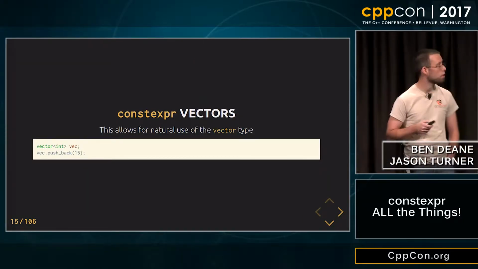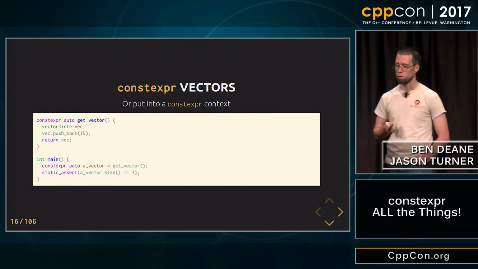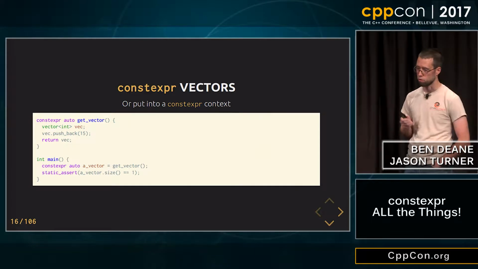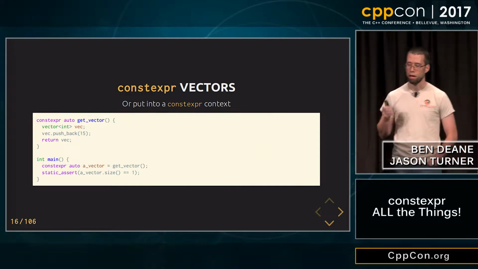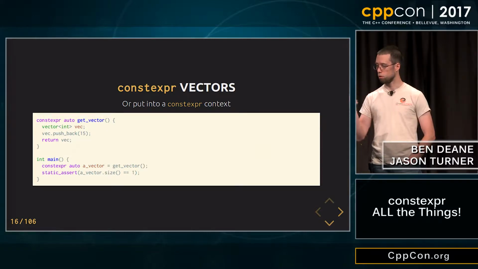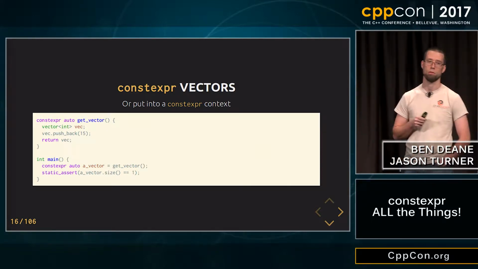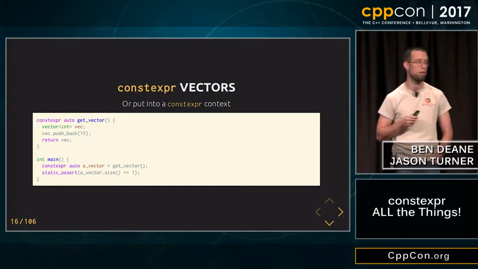So now we can naturally use our constexpr vector like this, or more to the point, like this. We can write a constexpr function, and at compile time, populate our vector, assign it to a constexpr variable in our main, and then actually do a compile time check with static assert to prove that we did, in fact, add something to our vector. Is this cool with everyone? All right.